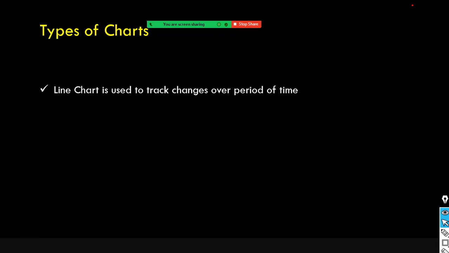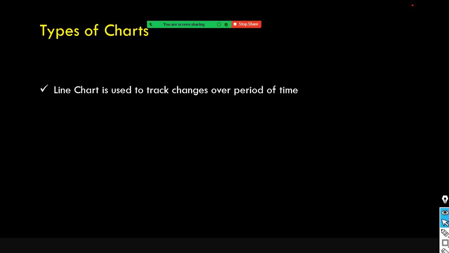So we have something called the line chart. As I told you, a line chart is used to track changes over a period of time. For that purpose, we'll be using a line chart to find out the trend, whether the sale is moving in the upward direction or in the downward direction. Are we really doing a good job compared to previous year, current year, or previous quarter and current quarter?